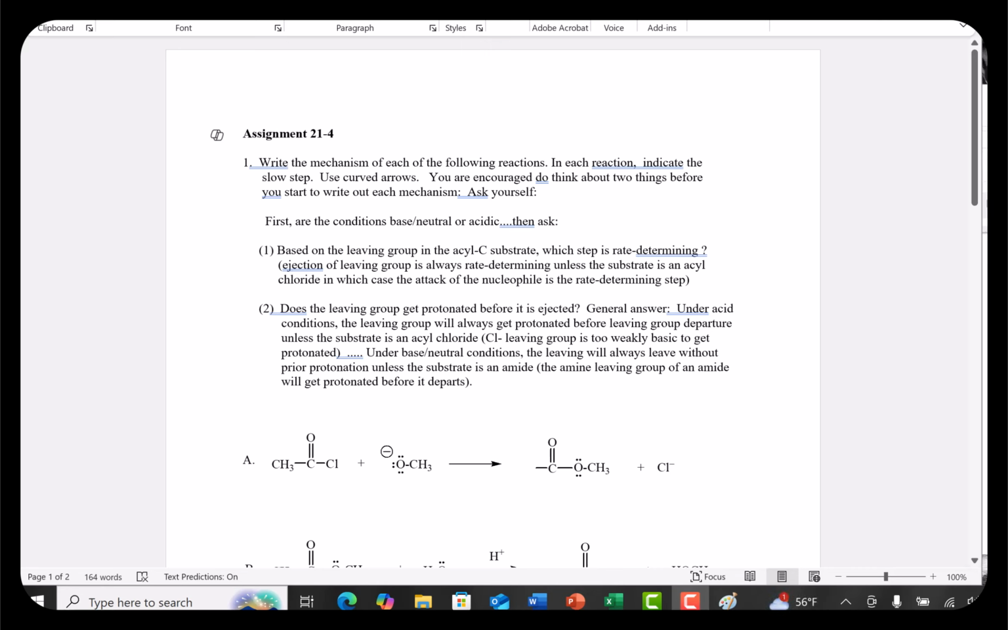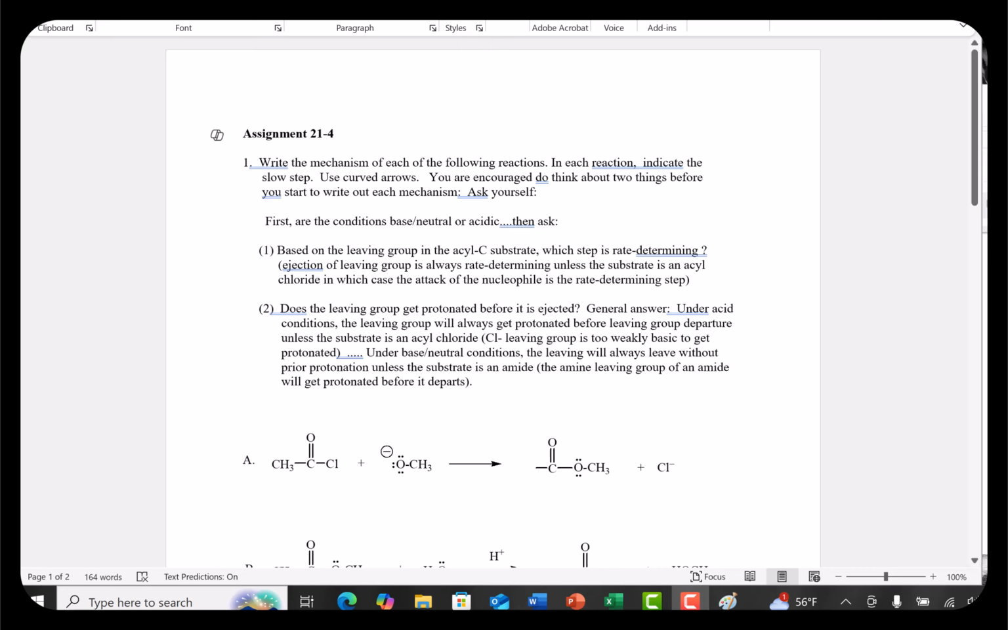It says the next statement, based on the leaving group in the acyl carbon substrate, which step is rate determining? So that's kind of the idea here. In most of these substitution reactions, the departure of the leaving group is rate determining, unless the leaving group is so good that it's going to break off easily, and then that's not the rate determining step. The best leaving group is the chlorine.